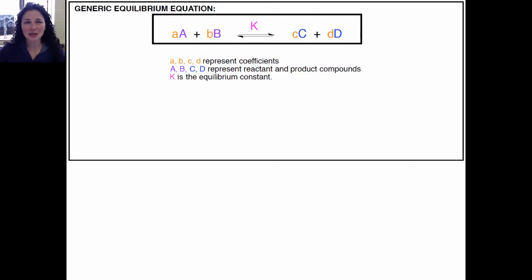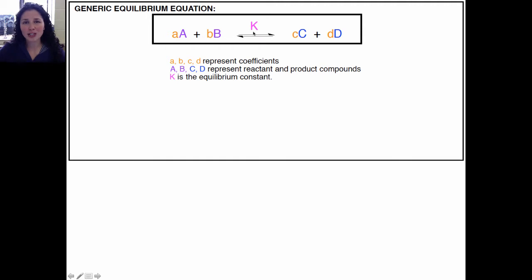Let's look at a general equilibrium equation. Notice that I've used a double arrow to indicate that this is a chemical equilibrium. On this side of the equation, I have the reactants, and on this side, I have the products. The reactants A and B will react to form C and D, and vice versa. C and D can react to form A and B. The lowercase letters a, b, c, and d here represent coefficients. These are the numbers that you put in front of chemical formulas when you're balancing equations. They're coefficients, so they're whole numbers 1, 2, 3, 4, etc.